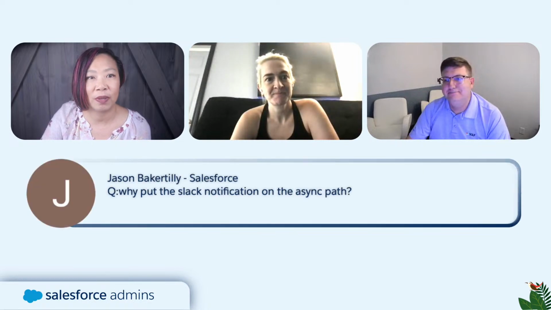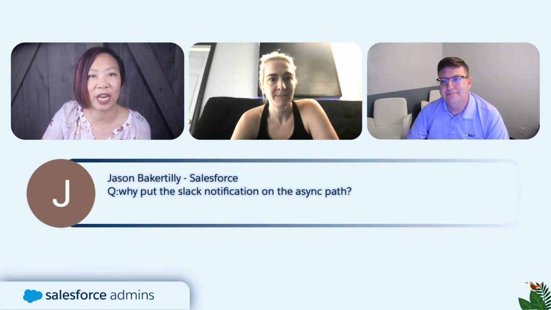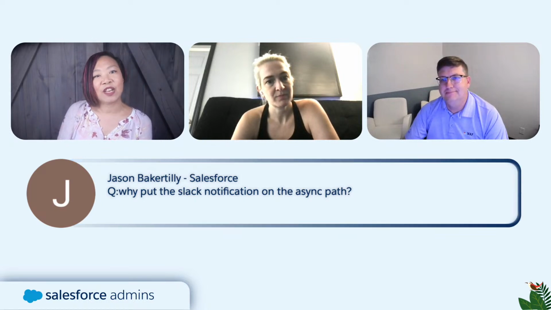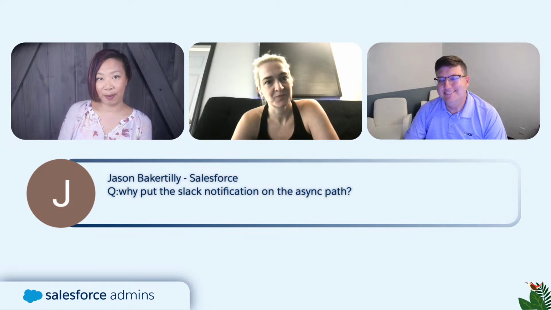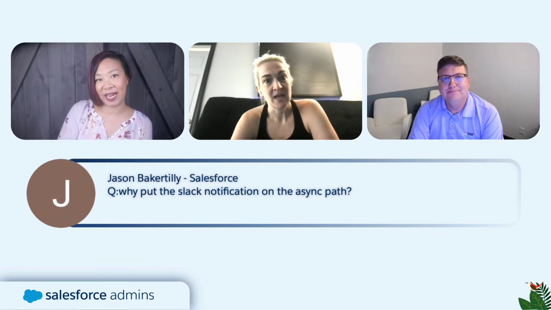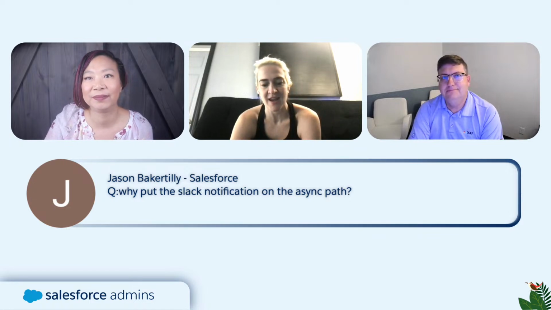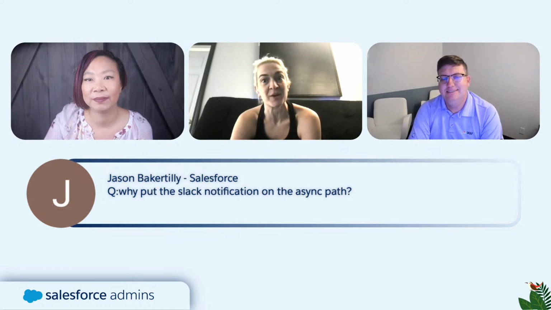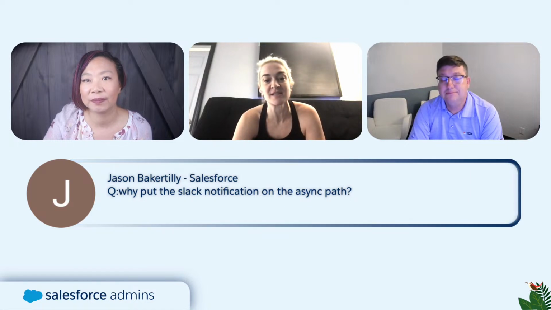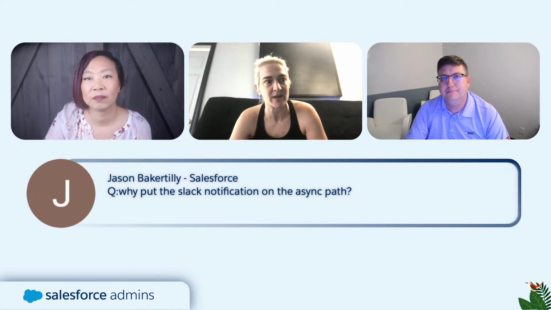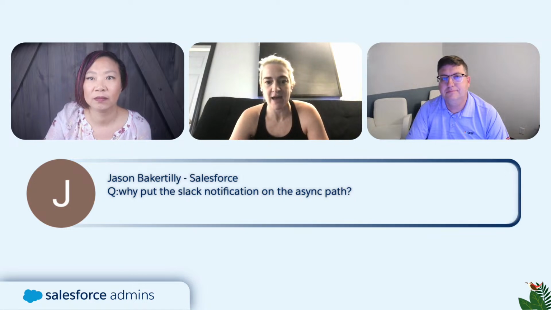Here, I'm going to pull this one in from Jason. Becca, why did you put the Slack notification in the async path versus the immediate? Yeah, that's a great question, and an issue I ran into when I was first trying to use Slack and Flow. The short answer is the Slack core nodes have to be in either an asynchronous or a scheduled path.